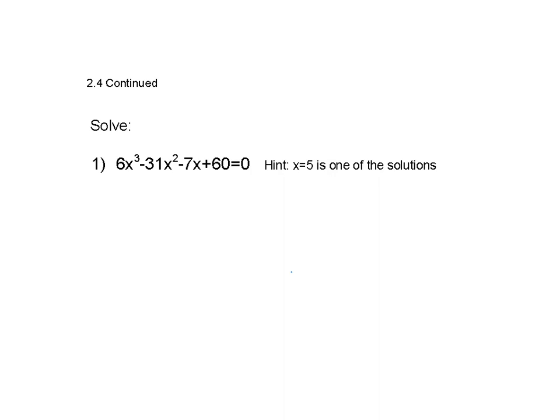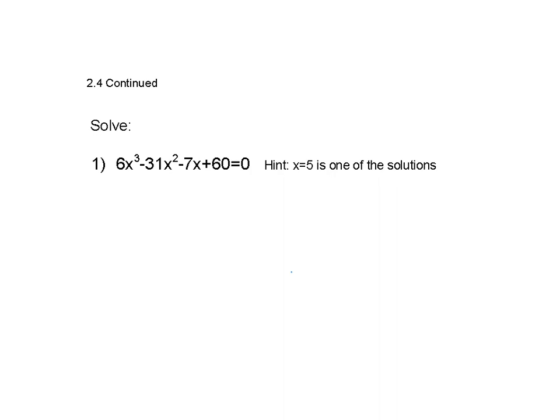But there's a hint given in this one. It says x equals 5 is one of the solutions. Well, if x equals 5 is a solution, I could substitute in x equals 5. If I plugged x equals 5 into my equation, it would get me a true statement. I would end up with 0 equals 0. And that's great and all, but it doesn't help me solve.